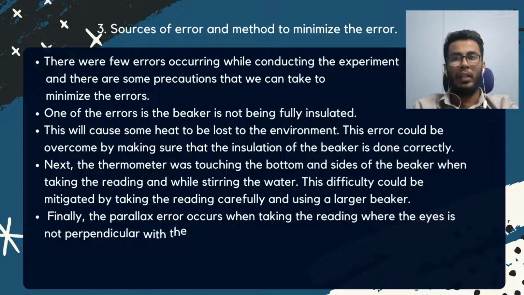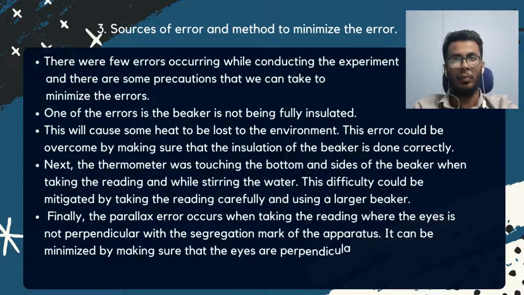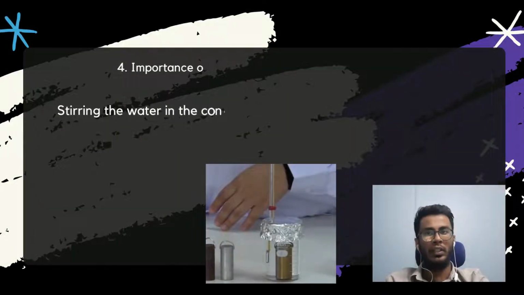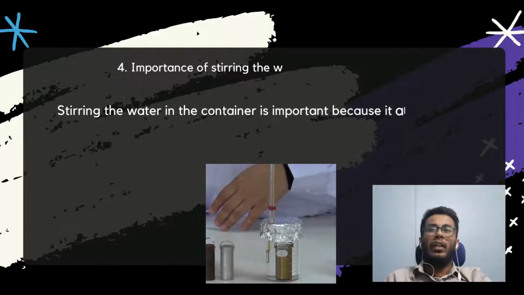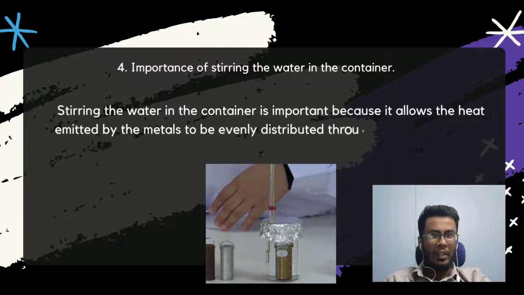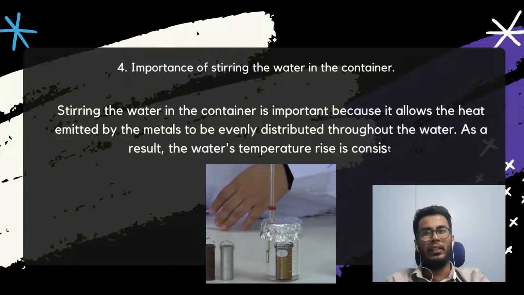Finally, parallax error occurs when taking the reading where the eyes are not perpendicular to the graduation mark of the apparatus. It can be minimized by making sure that the eyes are perpendicular to the scale of the apparatus when taking the readings. The next discussion is the importance of stirring the water in the container. Stirring the water in the container is important because it allows the heat emitted by the metals to be evenly distributed throughout the water. As a result, the water's temperature rise is consistent.